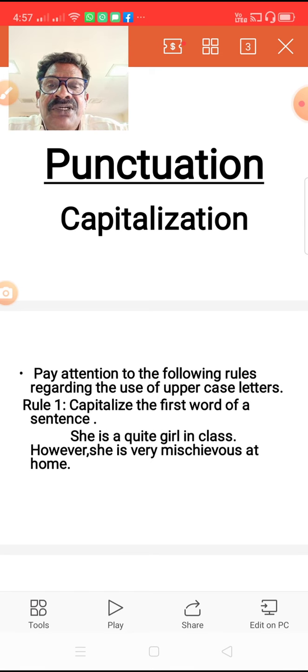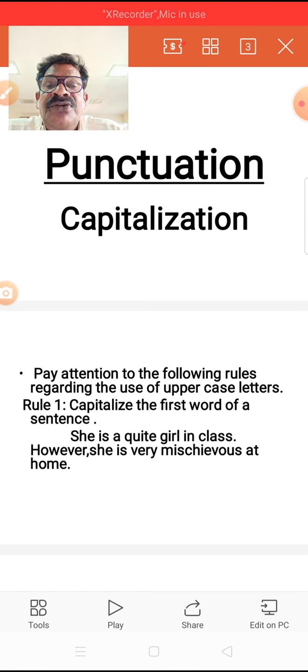So in our today's session, we are going to have a discussion on punctuation, that too capitalization. Okay, capitalization is our today's topic. So there are certain rules to use capital letters which are mandatory, particularly in terms of written communication, right? So just go for the first slide.